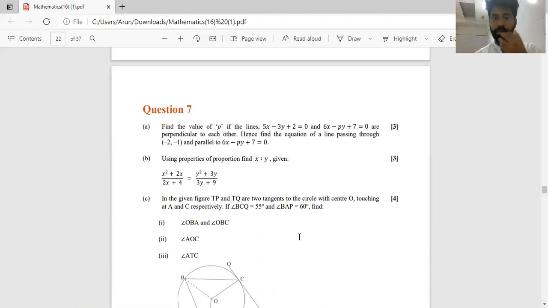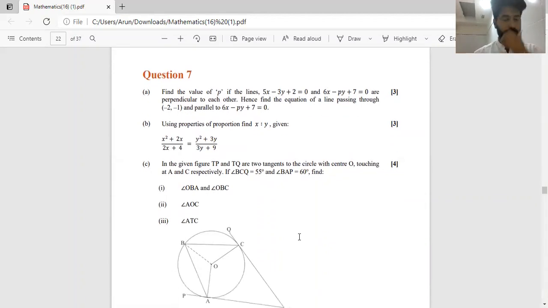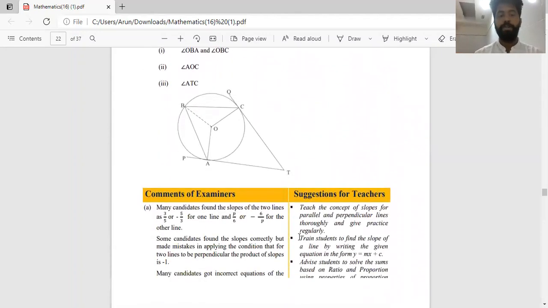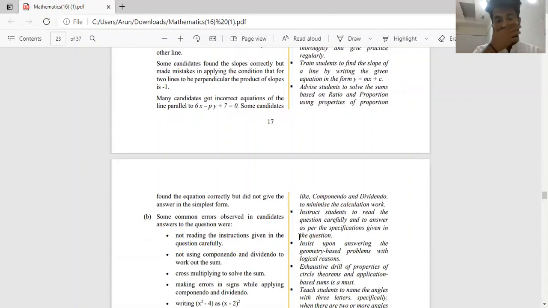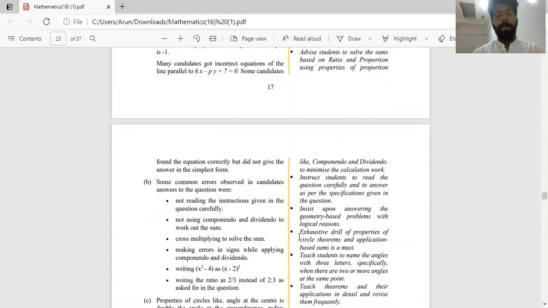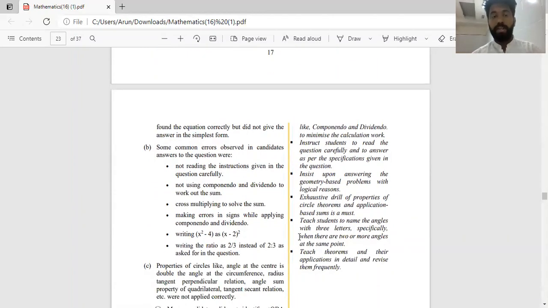Using properties of proportion, find x is to y, given (x square plus 2x) upon (2x plus 4) is equal to (y square plus 3y) upon (3y plus 9). Some common errors that students made in this were not reading the instructions properly, not using componendo and dividendo to work out the sum, cross multiplying to solve the sum, making errors in signs while applying componendo and dividendo, writing x square minus 4 as x minus 2 the whole square.